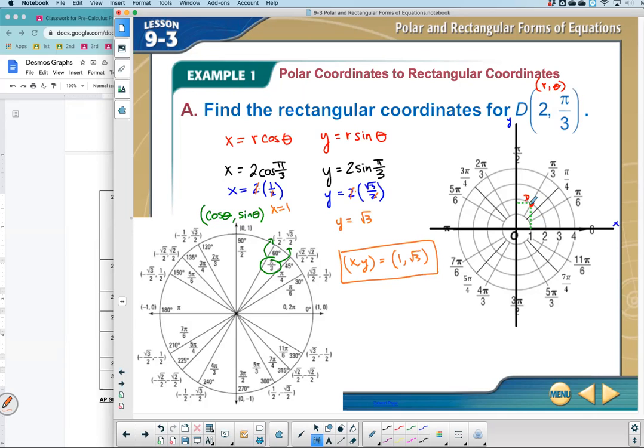So this did give away that my x value was going to be 1, but we did not know the y would be the square root of 3. Square root of 3 is about 1.7. You can see it's in between circles 1 and 2 on the polar graph.